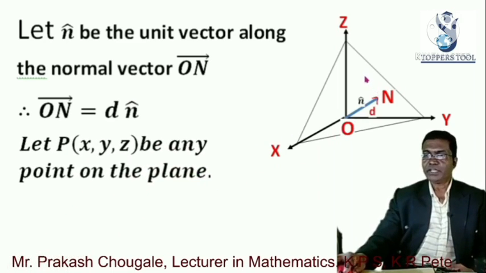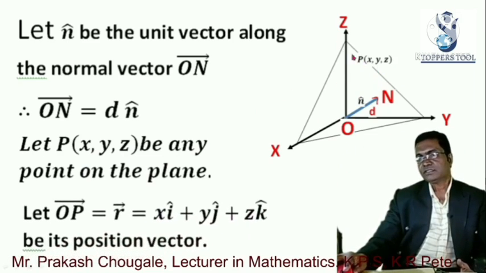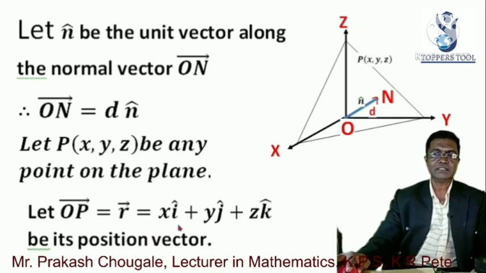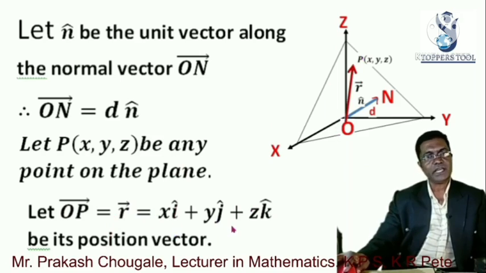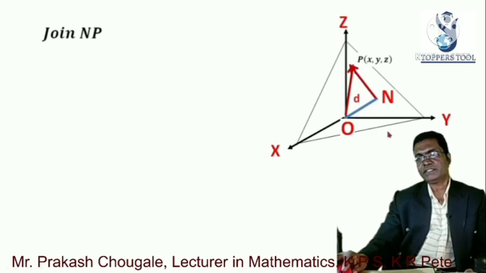Now take any point P(x, y, z) on the plane. Then, as we all know, the position vector of P is represented as r. So let us take vector r as the position vector of this point P. So OP is equal to vector r, which is expressed as x i cap plus y j cap plus z k cap, the position vector of P. Now join this PN.